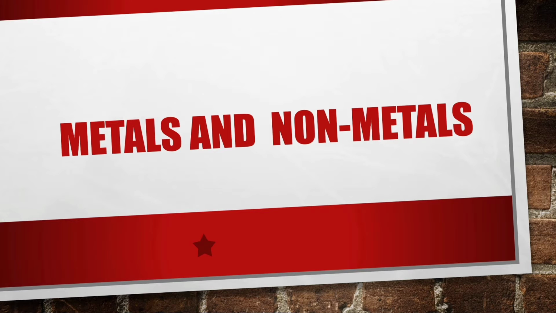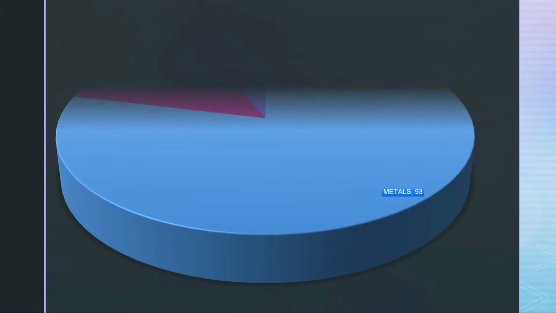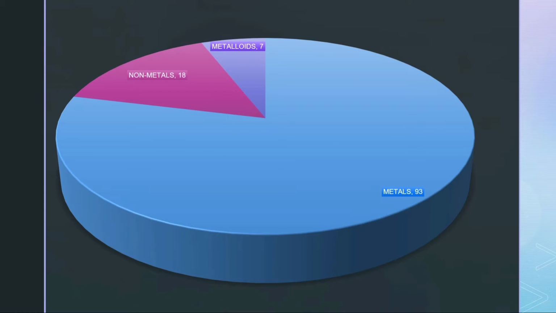So today we are going to teach you about metals and non-metals. So let us start with the composition. There are 118 known elements, and out of that 93 are metals, 18 are non-metals, and 7 are metalloids. We will be briefly discussing about that in the next slide.